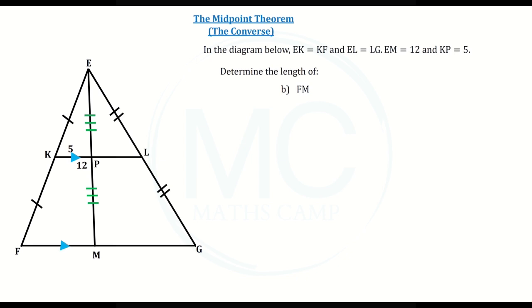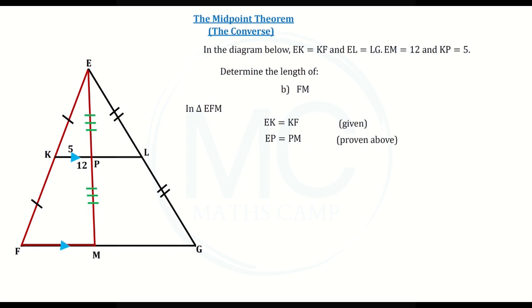Determine the length of FM. FM is one side of triangle EFM. So let's make this triangle red. Now we can say in triangle EFM, we know that EK is equal to KF because this has been given to us. We've also just found that P is the midpoint of EM. So we know that EP is the same length as PM. We don't need to prove this again. So as our reason, we say proven above.